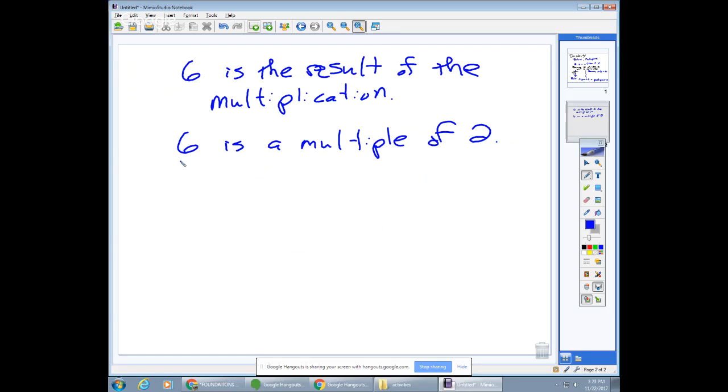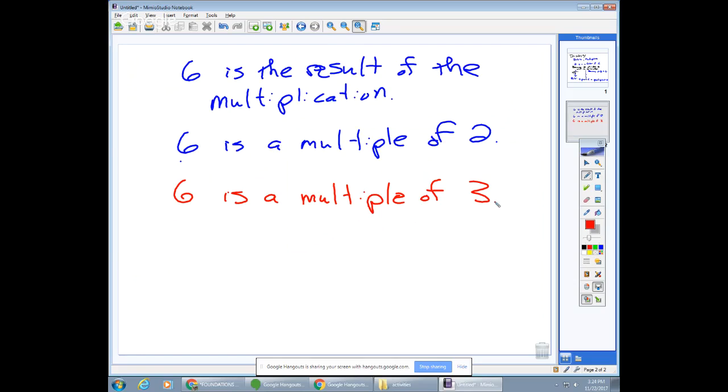So here my focus is on the 6. Does anybody remember the other name for the result of multiplication? The answer. The product, yeah. So a product is a multiple of whatever you started with. So since it was 2 times 3, we could also say 6 is a multiple of 3. So in one direction we have factors, in the other direction we have multiples.